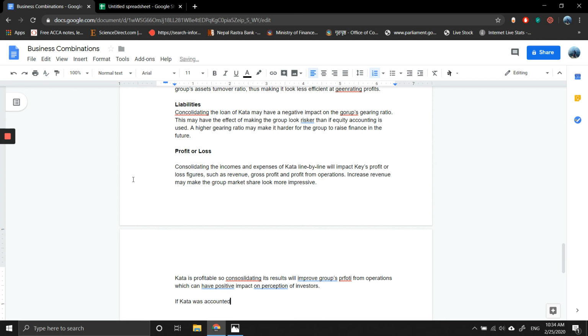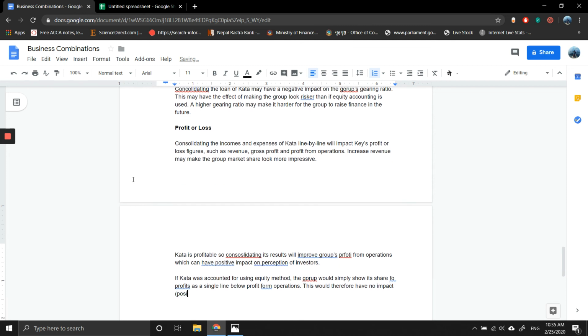If Kata was accounted for using the equity method, the group would simply show its share of profit as a single line below profit from operations. This would therefore have no impact, positive or negative, on the group's operating profit.